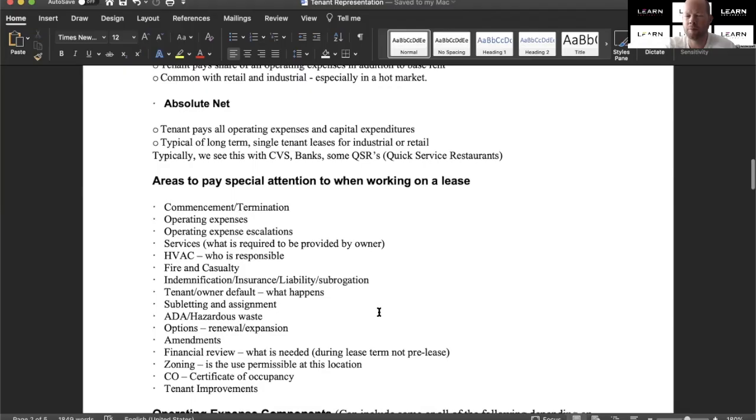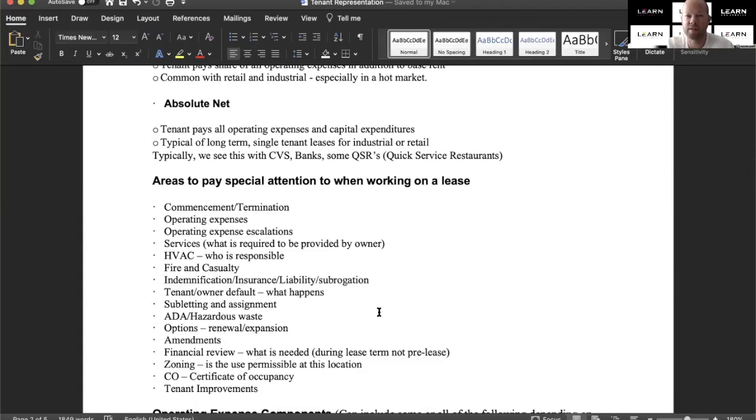Subletting and assignment. Almost every single lease has subletting and assignment language. Just make sure you understand it because they're all going to have a little bit of a different type of language. Number one, you want to make sure you have the capability of subletting, and it's always predicated on the owner agreeing to the tenant, of course, but just make sure it's in there and make sure the language is favorable and it's not unreasonable.